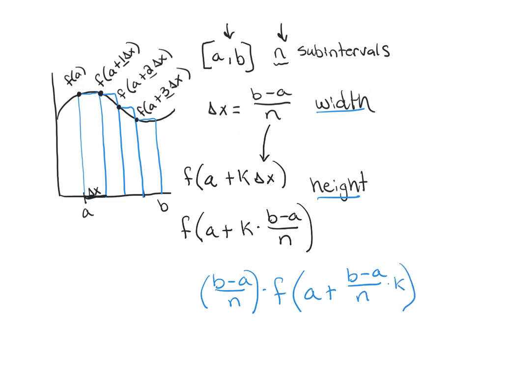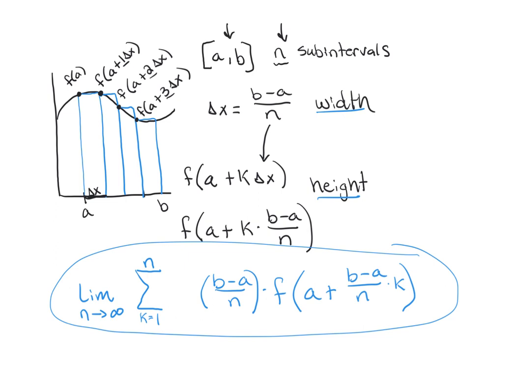So there's this area, but we want the summation. So I don't know if you remember in pre-calc the summation notation. So what we're going to be doing is the limit as our subintervals approach infinity, and then we're looking at the summation of this area where k starts with 1 and we're going to n, where n approaches infinity. So this right here is our summation notation for finding area under a curve.